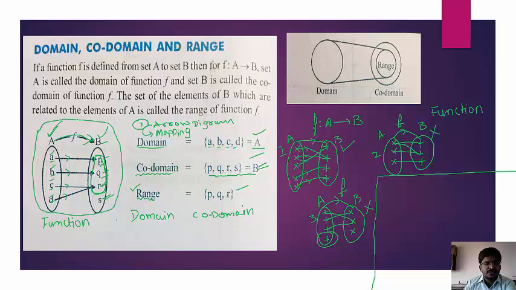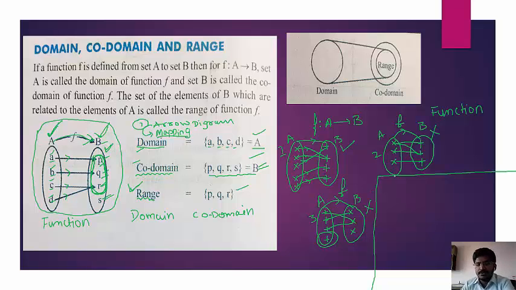Clear? So first thing, it becomes mapping by satisfying the condition of function. Second thing, set A is called domain. Set B is called codomain. And the collection of images from the domain are called images. Collection of the images from the codomain are called what? Range. Clear? So from this particular small example they have explained.